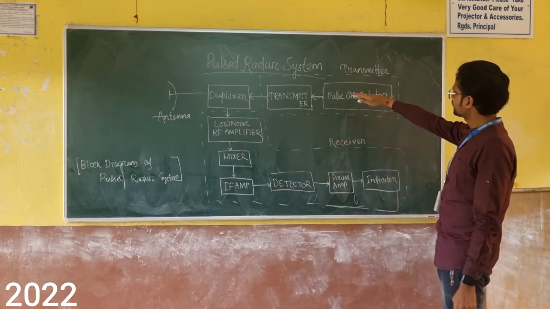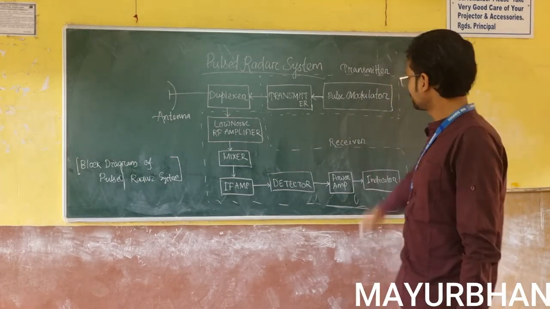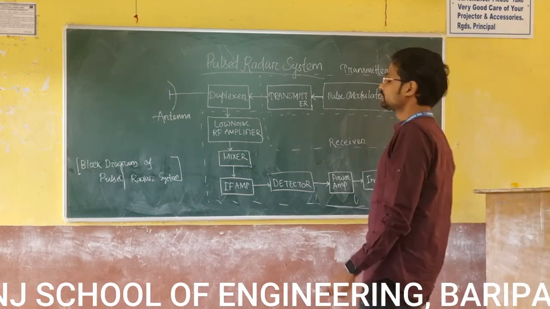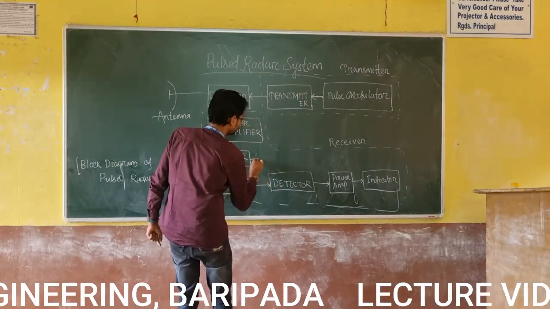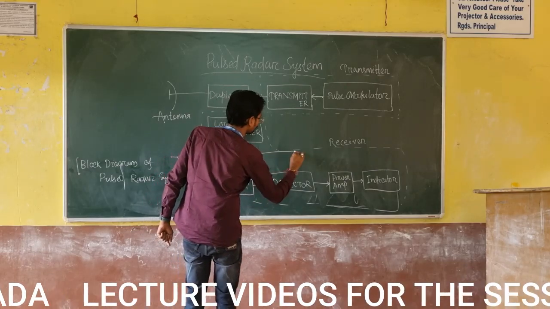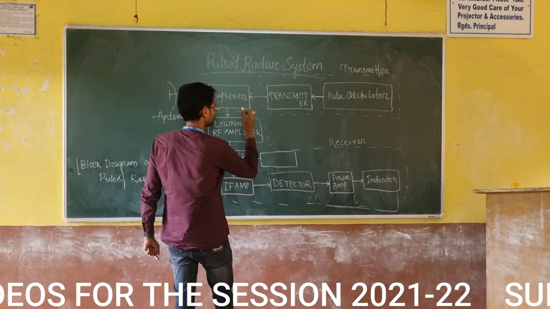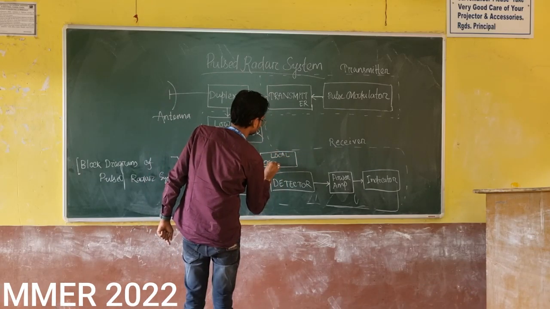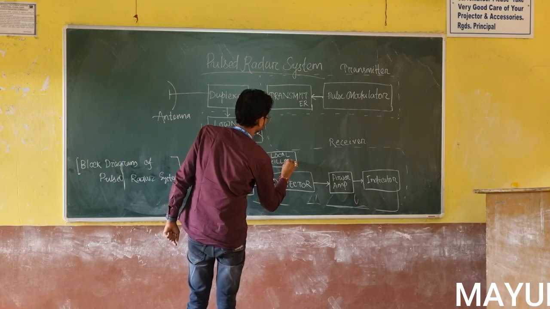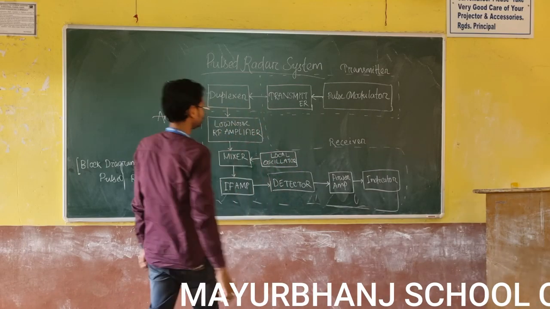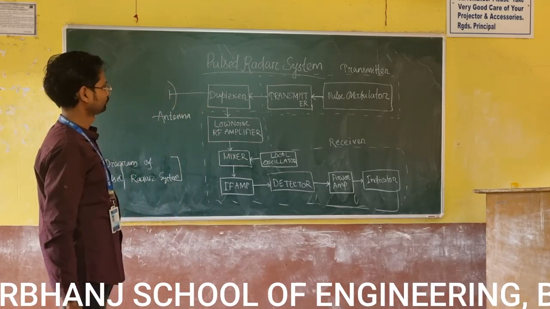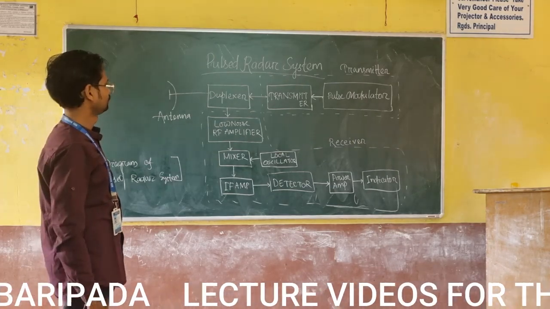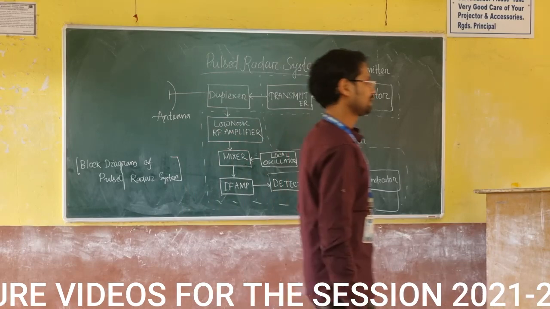See, the upper segment is your transmitter and the lower segment after the duplexer, this total system is known as your receiver. One small change is there. In the mixer, there is another input which is known as the local oscillator. Clear? Make it. Okay?